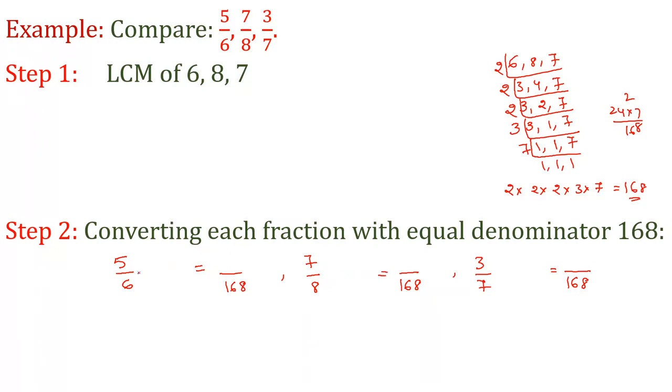So next, observe here, how many times of 6 is 168? 6 into how many times is 168 here? 7 4s are 28. 28 6s are 168. Okay. So by multiplying the denominator 6 with 28, you are getting 168.